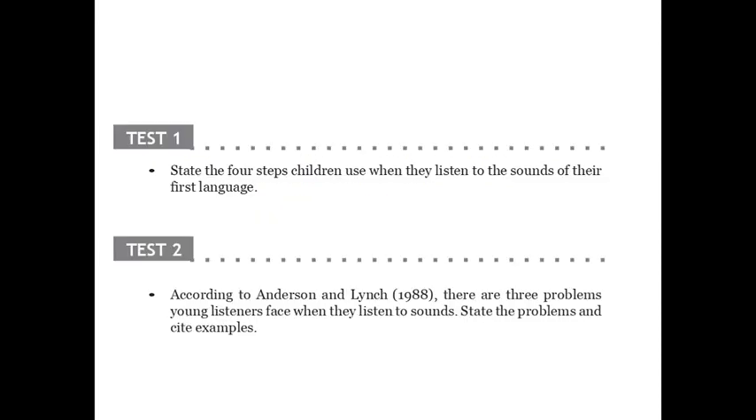So these are 2 questions for you. This is a long lesson. So you can stop the video several times and read the notes and also study it. These are actually different theories presented as well as the language problems they faced. State 4 steps children use when they listen to the sounds of their first language. According to Anderson and Lynch, or you can replace it with other theories as well, there are 3 problems young listeners face when they listen to sounds. State the problems and cite examples.